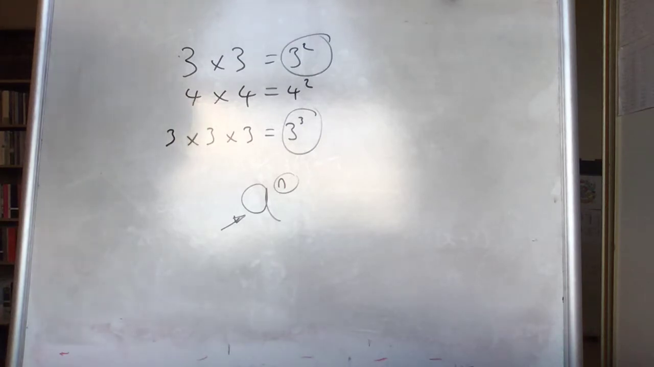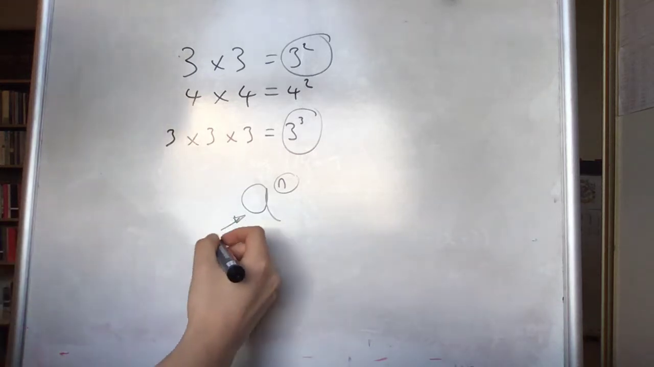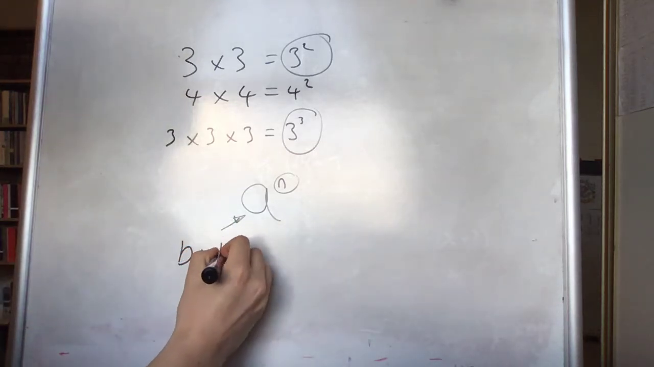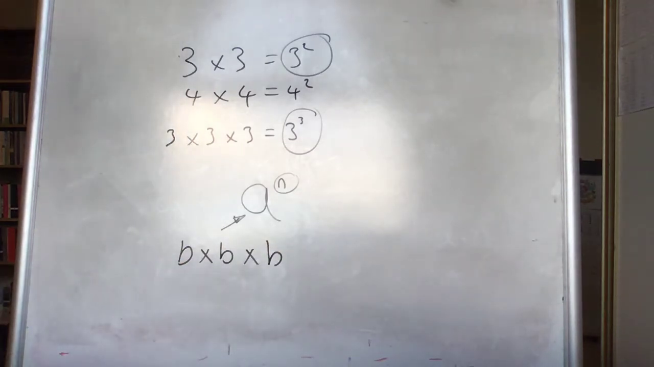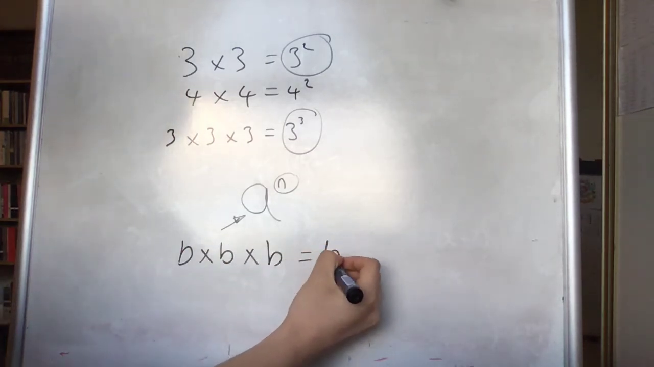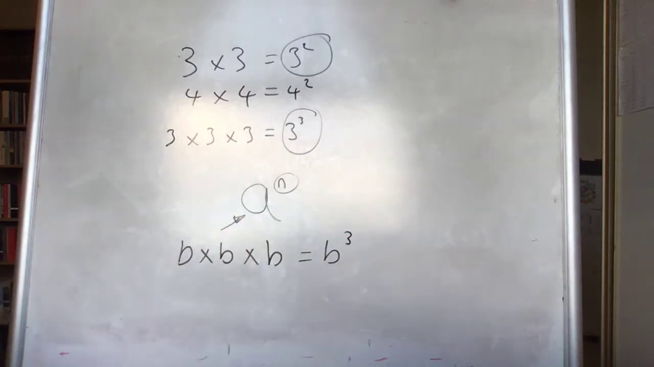The cool thing is, we can also raise letters to different powers too. For example, b multiplied by b multiplied by b would be equal to b raised to the power of 3. In other words, if we multiply b by itself 3 times, we get b raised to the power of 3.